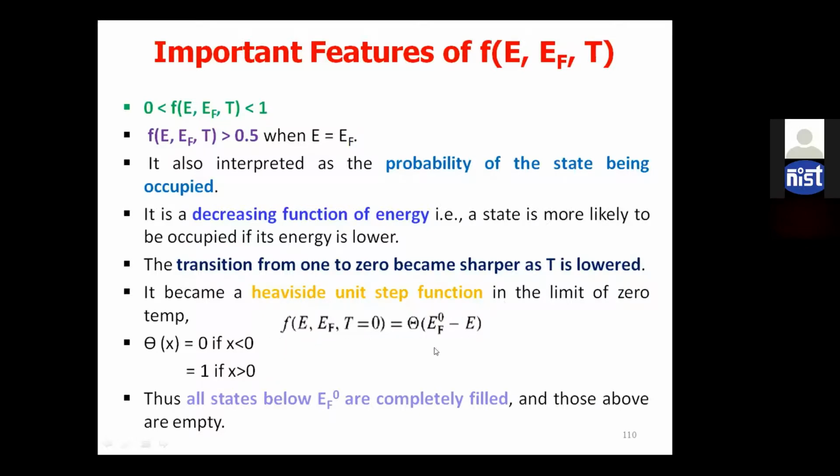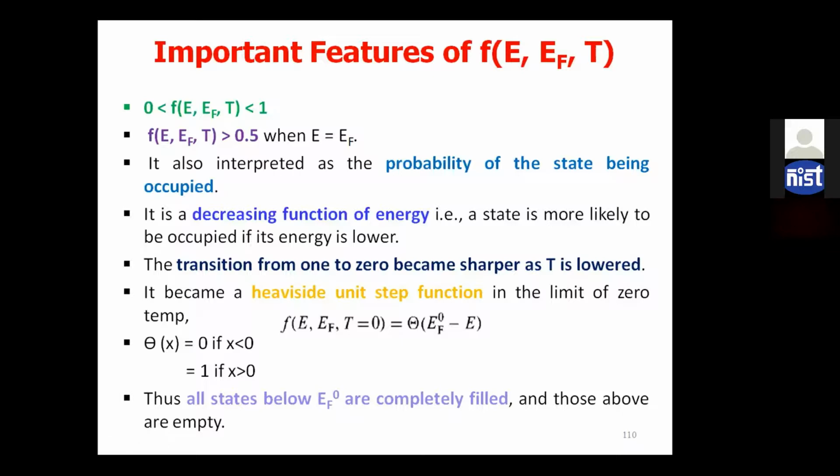I will explain this tomorrow, because in our research we normally calculate the transport property at T equal to 0 Kelvin. So when T equals 0, it becomes very simple to find the Fermi distribution function, because it becomes a theta function. That theta is the Heaviside function, which is 0 if x is less than 0, and 1 if x is greater than 0. So all states below EF0 are completely filled, and above EF0, these states are completely empty.